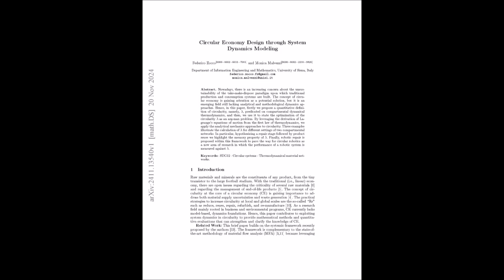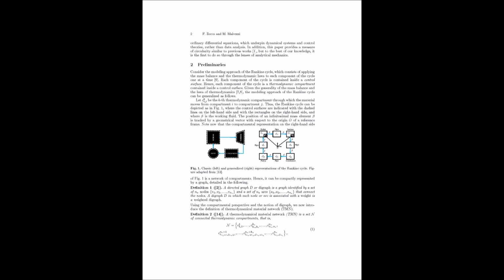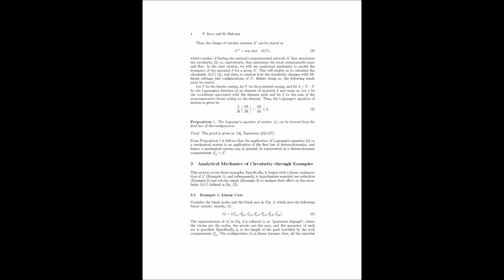Makes sense. So designing a circular economy becomes an exercise in maximizing lambda. Precisely. It's like a big optimization problem. Yeah. We need to find the best way to configure that TMN to minimize those unsustainable losses and get that lambda as high as possible. And this is where the physics connection comes in. I have to admit, I'm still a little fuzzy on that part. It's pretty mind-blowing, actually. They show that Lagrange's equation of motion, a fundamental principle in mechanics, can actually be derived from the first law of thermodynamics.